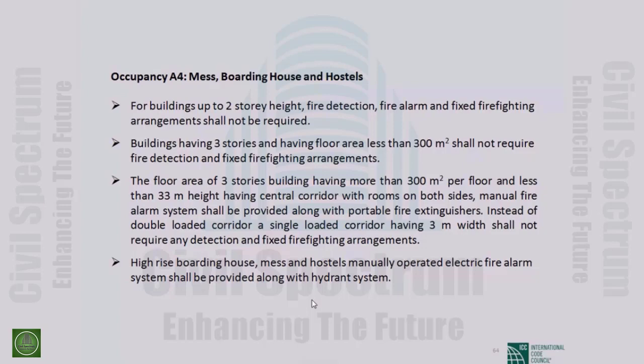Instead of double loaded corridor, a single loaded corridor having 3 meter width shall not require any detection and fire system, because the corridor itself gives you some safety as it is 3 meter width or more. Actually, a distance of 3 meter is normally thought to be a 1 hour fire rating. Normally, fire or smoke will not move more than 3 meter horizontally. That is the idea of this design. High-rise boarding house, mass and hotels, manually operated electric fire alarm systems shall be operated along with the hydrant system. So always high-rise buildings need a hydrant system.